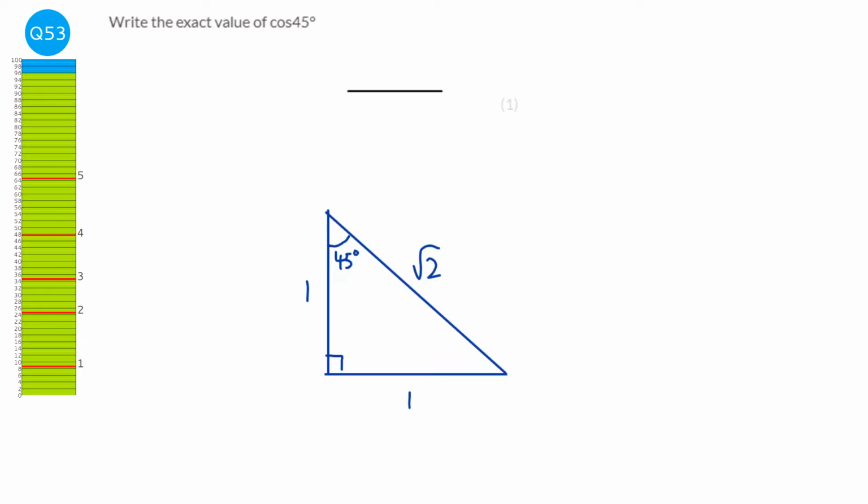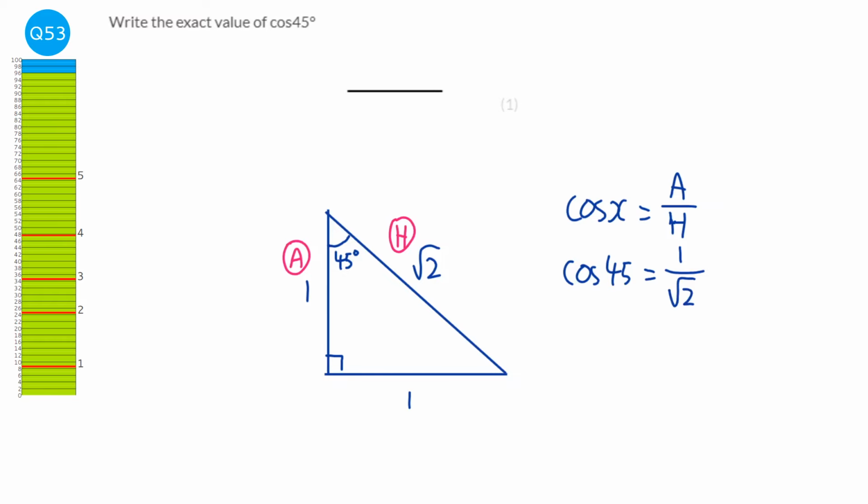When we label it with our marked angle here, we've got the adjacent here, and the hypotenuse here. Now we know from trigonometry that cos x equals a over h. The angle is going to be cos 45, and a is going to be 1, and h is going to be root 2. Now, this is a bit of a strange one with 1 over root 2, because we need to actually be able to rationalise the denominator.